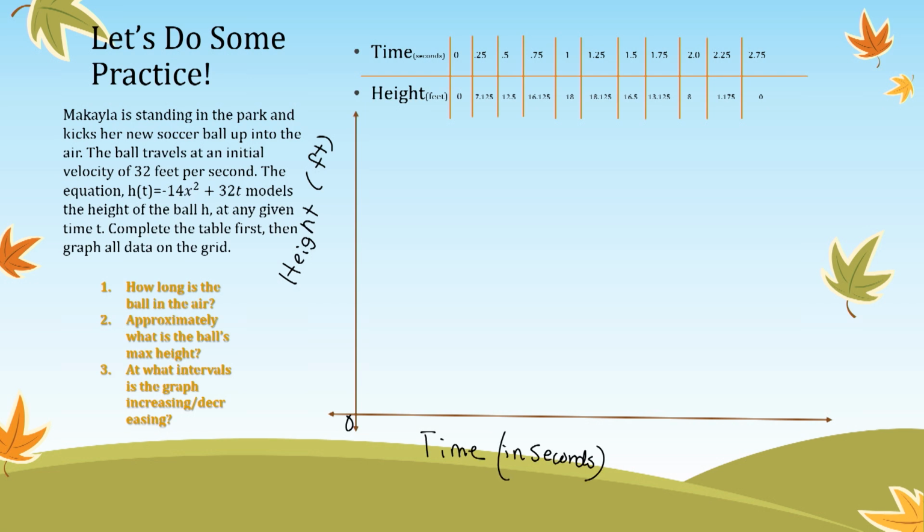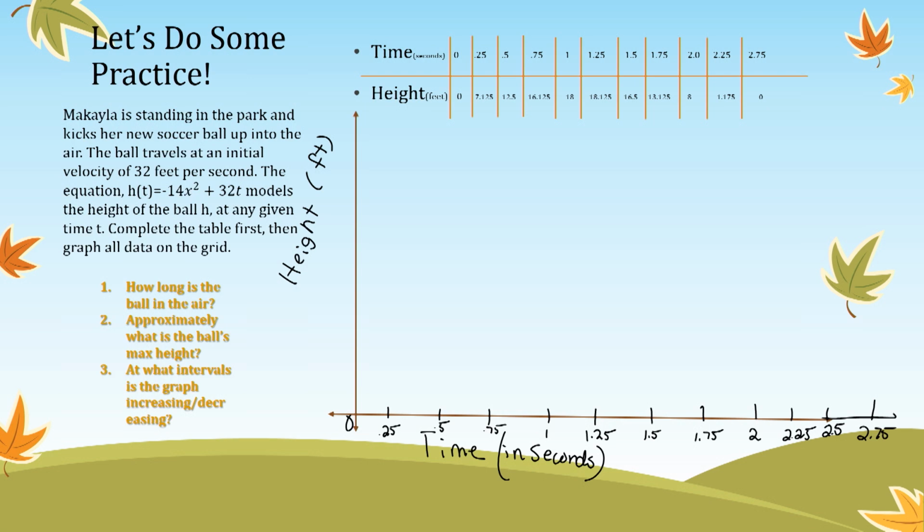So my seconds are going to go 0, 0.25, 0.5, 0.75, and 1. Then I have 1.25, 1.5, 1.75, 2, 2.25, and 2.5, then 2.75.